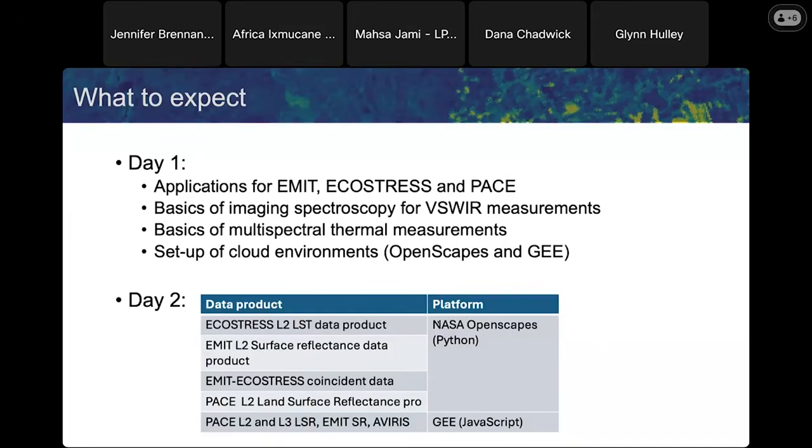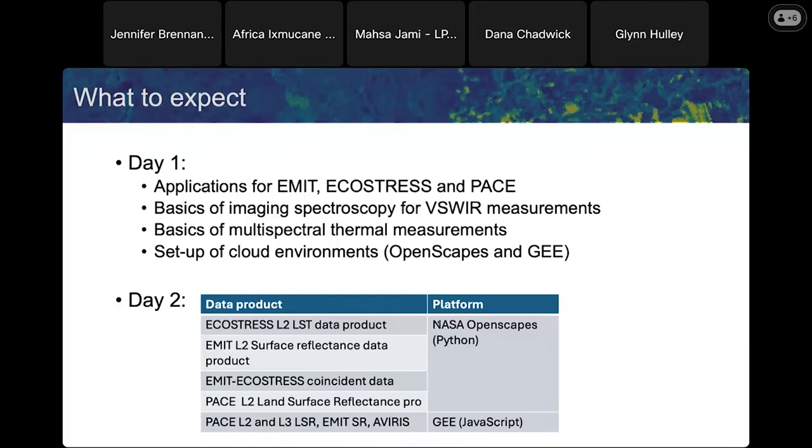The first day is going to be mostly theory. First, we are going to have a big picture of how you can use these data measurements to take informed decisions. So we are going to hear from the missions applications leads from these different missions that I have already mentioned. EMIT and ECOSTRESS are instruments on the International Space Station, and we have the missions applications lead who will provide examples of the applications of these datasets and the decisions that can be informed through the use of these datasets. And the same for PACE.